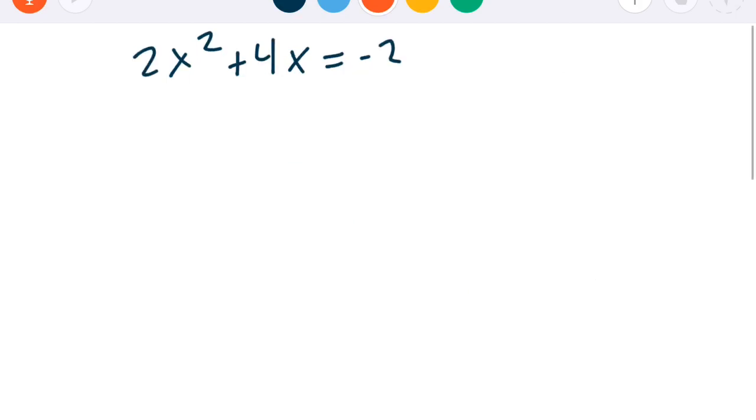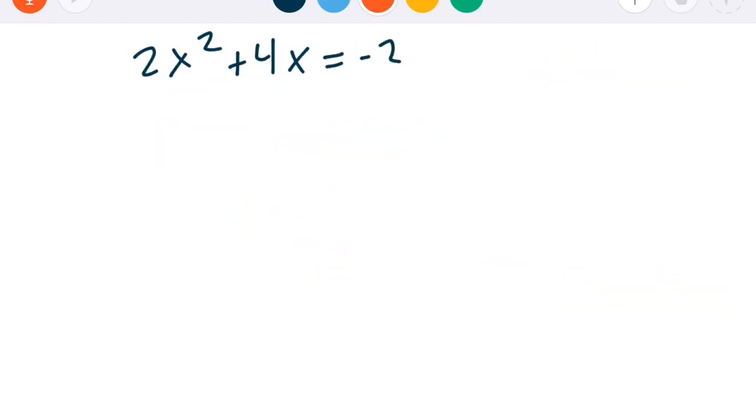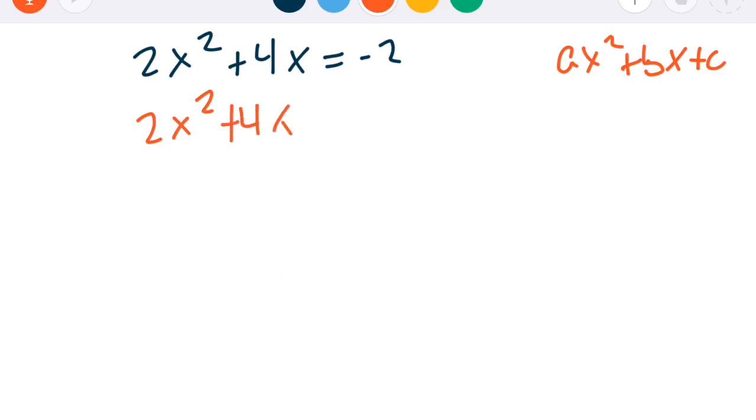Last problem here for you. This one looks a little bit different, right? You have to keep in mind that you need to make sure that it's in standard form. In this case, it is not in standard form. Standard form is ax squared plus bx plus c. All right, I need to get this negative 2 over to the left side. So before we do anything else, that is what we should do. In order to get that negative 2 over to the left, I would have to add 2.